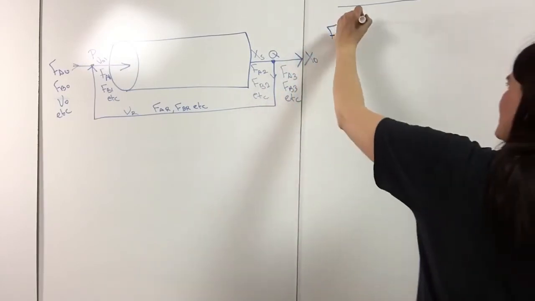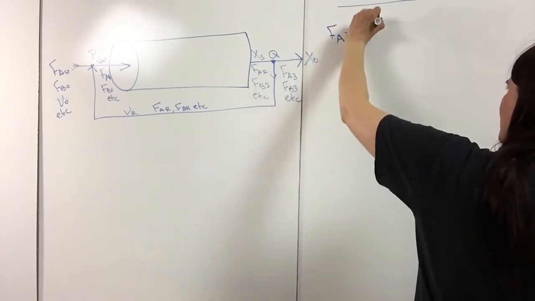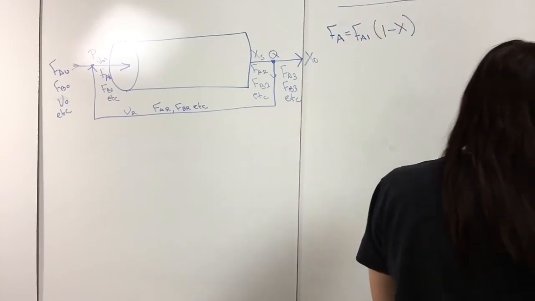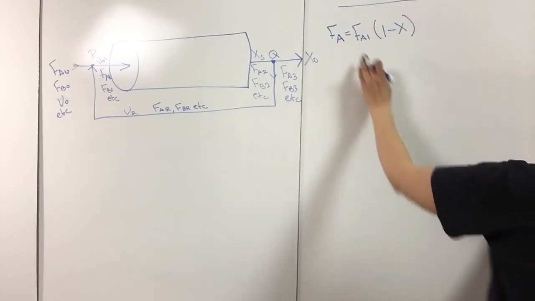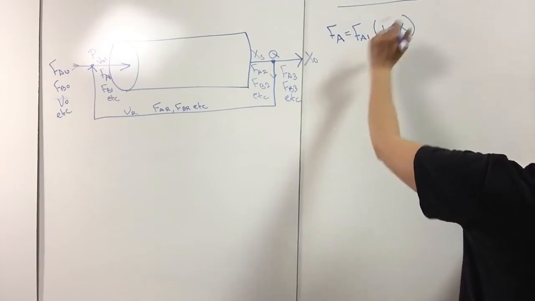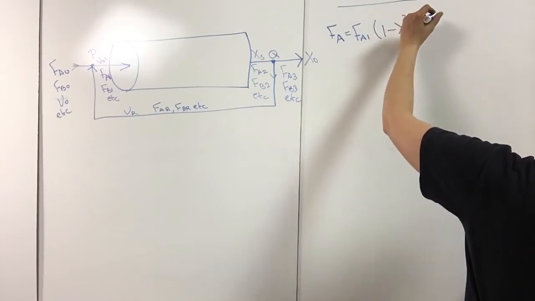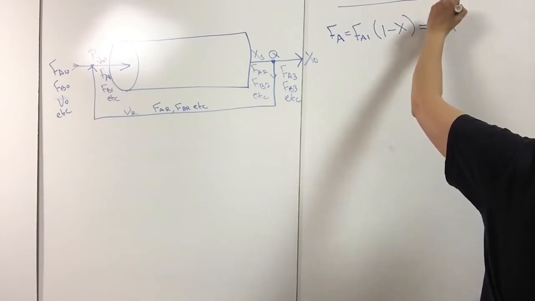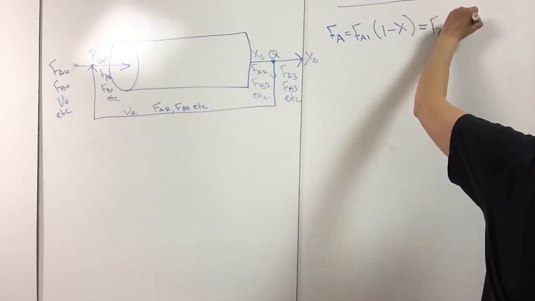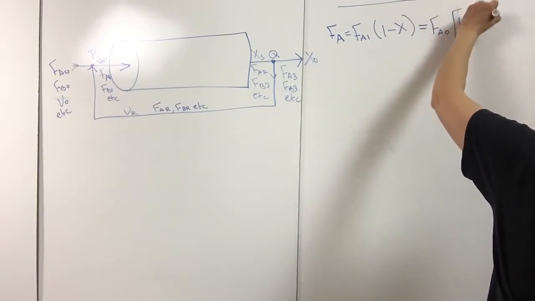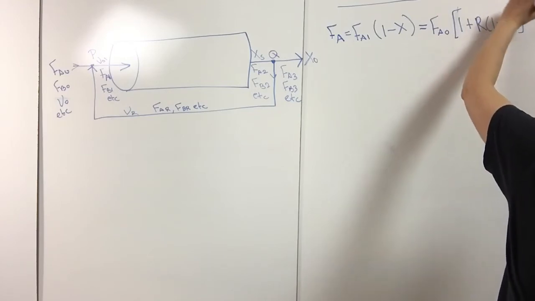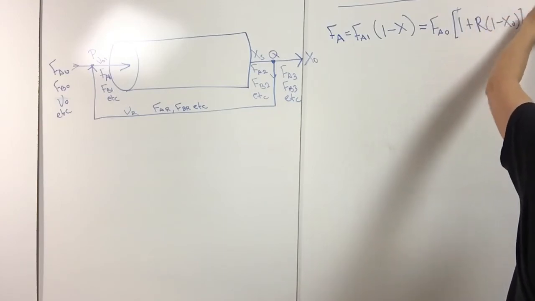So first of all, we want to find the molar flow rate of A, so FA, and that's equal to FA1 times 1 minus X, and we already found an equation for FA1, so if we plug that in, then this is FA naught 1 plus R 1 minus X naught multiplied by 1 minus X.